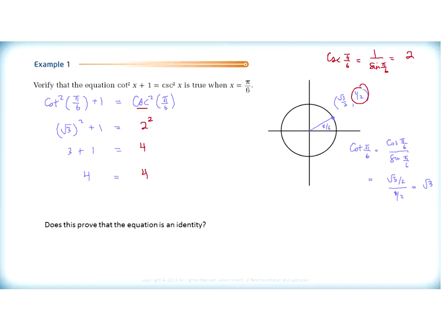Does this prove that the equation is an identity? And the answer is no. I've only proven that it's true for a specific value. That's certainly not enough to prove that it's an identity. There may be other values where this equation is not true. It turns out that this equation actually is true. We don't know that unless we were to graph both sides of the equation and show that both sides of the equation, when graphed, are the same.